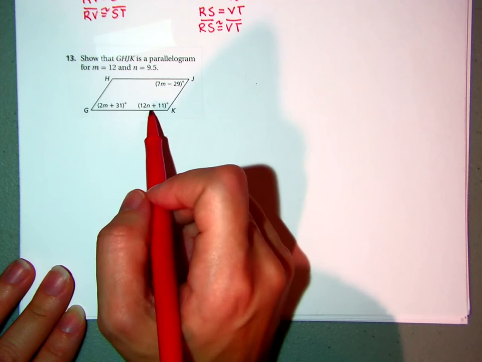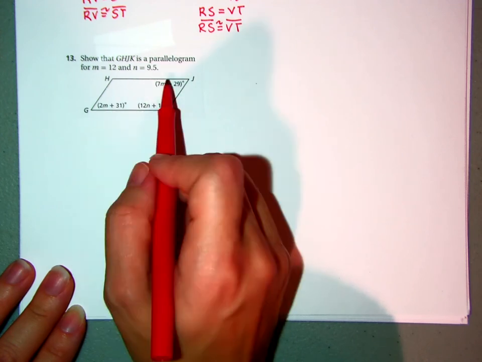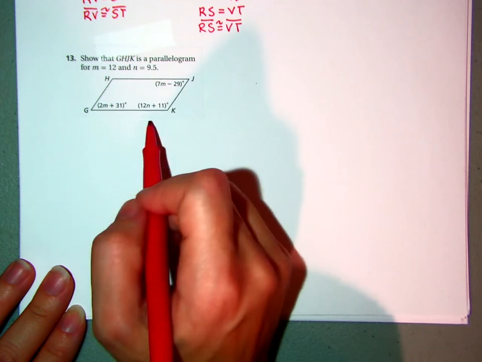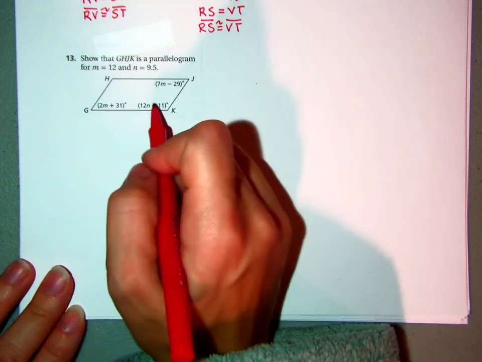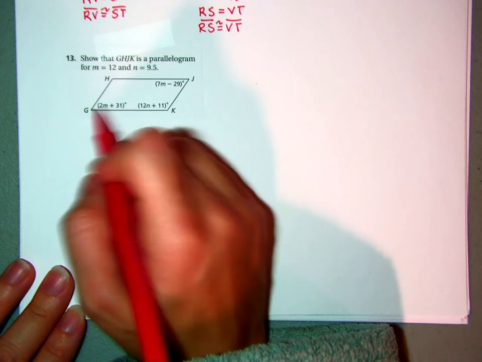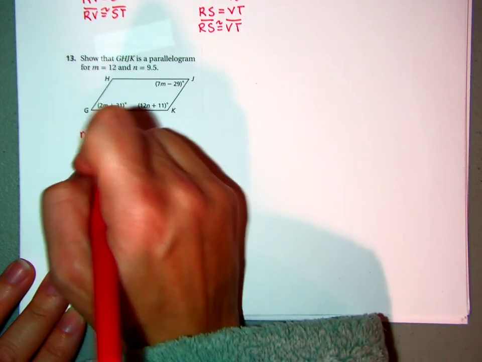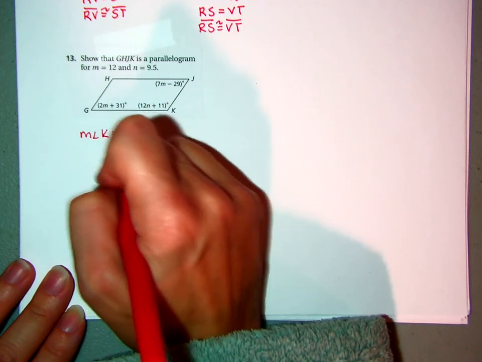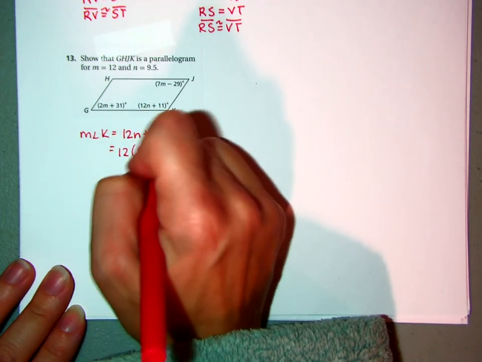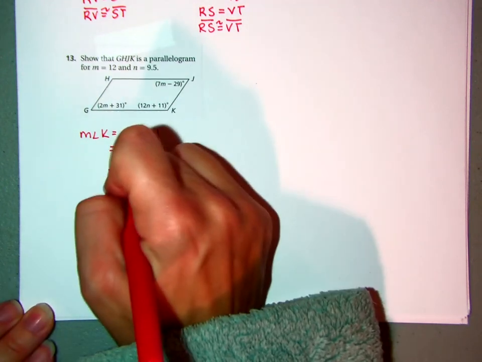And we have a theorem that says if we can show that this one consecutive angle is supplementary to both of its consecutive angles, then it's a parallelogram. So that's what we're trying to do, is prove that this is supplementary to J and to G. So let's start with the measure of angle K, which is 12n plus 11. So we have 12 times 9.5 plus 11. And that's going to give me a total of 125 degrees.